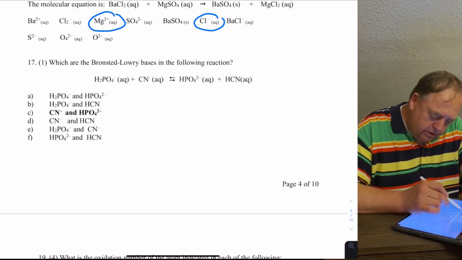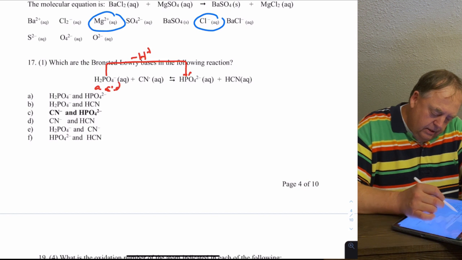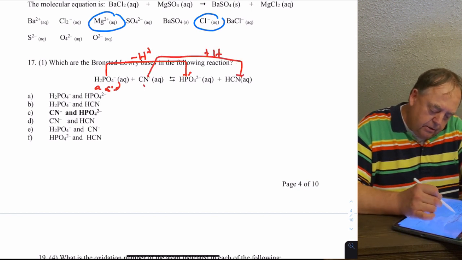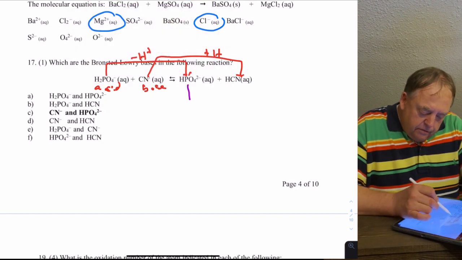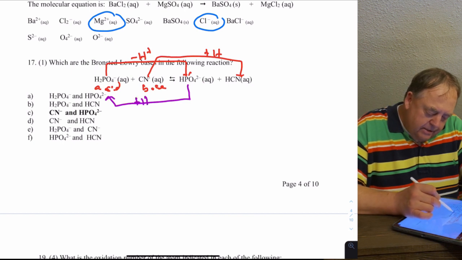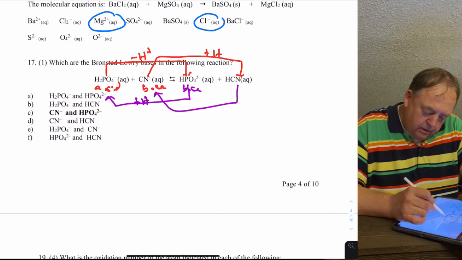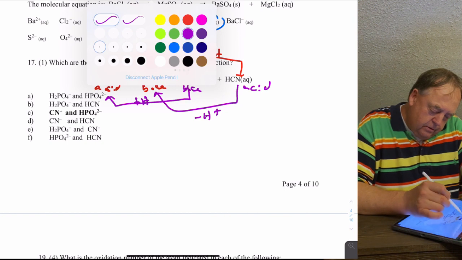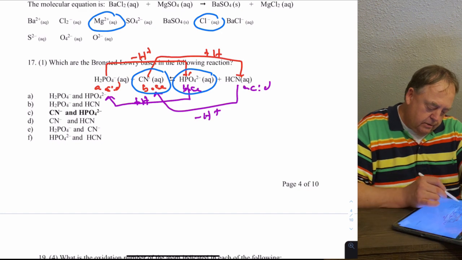Try again. H2PO4 goes to HPO4. That lost a hydrogen, that's an acid. CN minus goes to HCN, that gains a hydrogen, that's a base. For the reverse, HPO4 becomes H2PO4, that gains a hydrogen, that's a base. And HCN becomes CN minus, that lost a hydrogen, that's an acid. So now your two bases are CN minus and HPO4 2 minus, so right there.